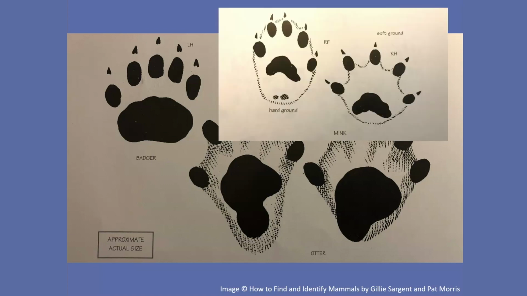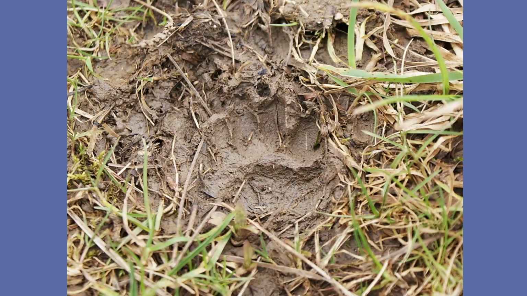But if we look at some examples, and I'll come back to mink in a second. This is in many respects a little bit difficult to see, so I'm going to use the pointer at this point and just show that we've got 1, 2, 3, 4 toe pads that we can see here, and then you've got this large pad at the base of the foot. So what we've got here is a badger print.